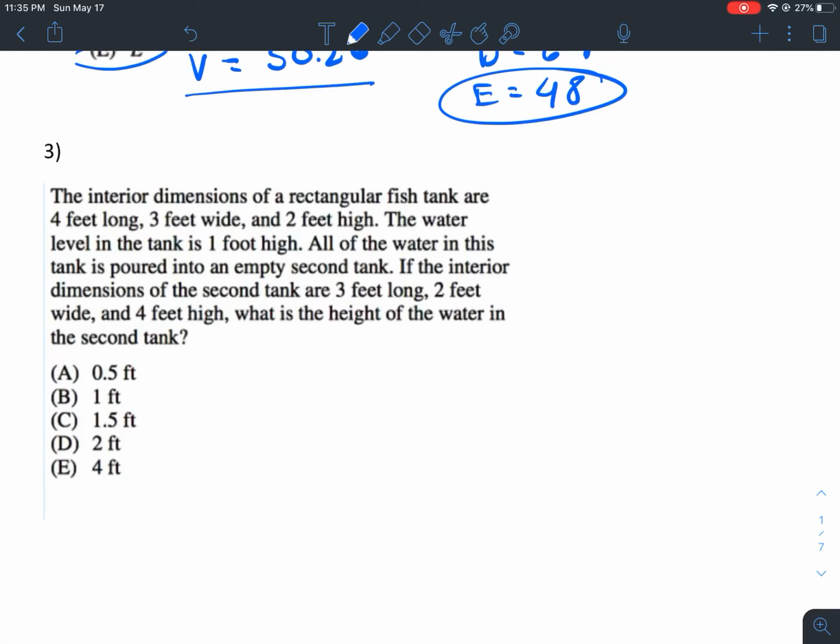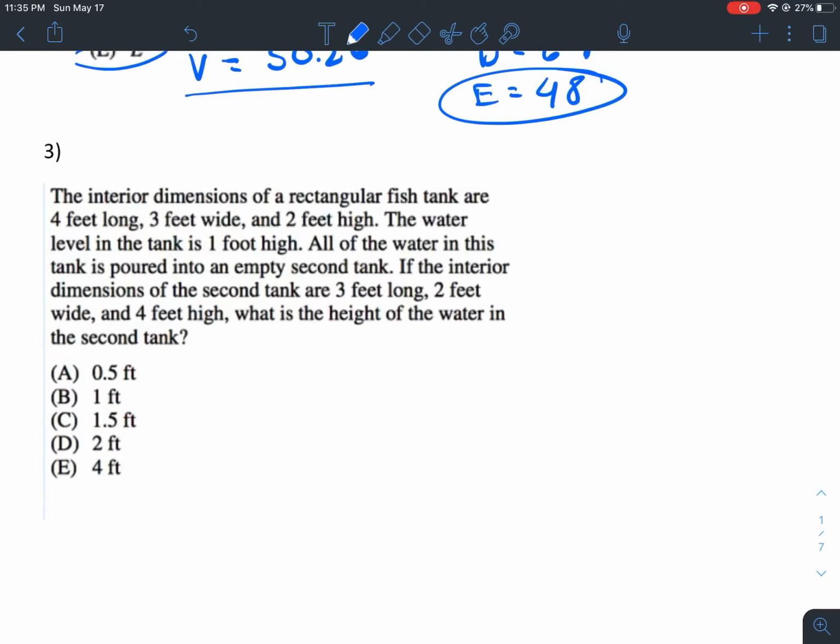So for number 3, it says the interior dimensions of a rectangular fish tank are 4 feet long, 3 feet wide, and 2 feet high. The water level in the tank is 1 foot high. All of the water in this tank is poured into an empty second tank. If the interior dimensions of the second tank are 2 feet long, 2 feet wide, and 3 feet high, what is the height of the water in the second fish tank? So what you want to do here is find the volume of the water that's being transferred, and then we'll go from there.